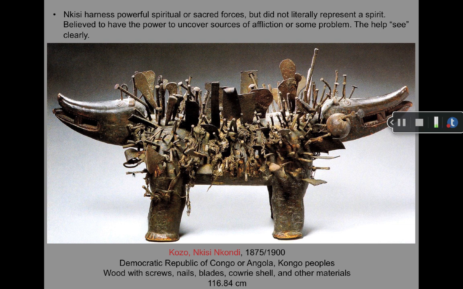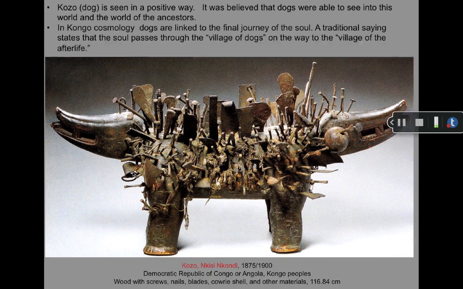It is believed to have the power to uncover sources of affliction or some sort of problem to help one see clearly. And the reason why we have the figure of the dog in terms of seeing clearly is because the dog in this context, a kozo, is seen in a positive way. It is believed that dogs were able to see into this world and the world of the ancestors. And so for that reason, we have the two-headed dog, one who sees this world and one who sees the world of the ancestors. So the dog is able to help those living in our world today to understand the things that ail them, their problems.